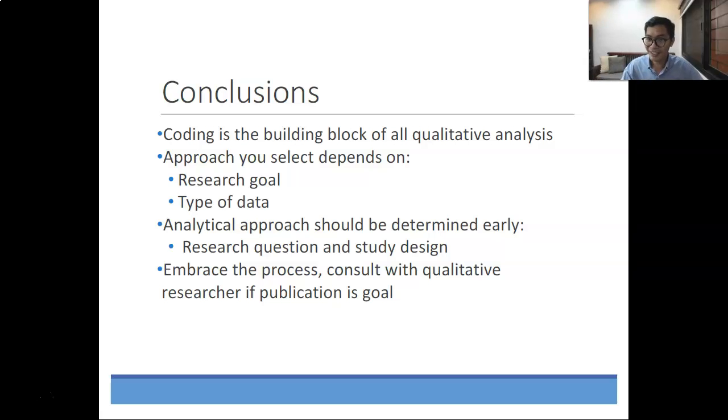And if you think your research question is somehow still not fixed, or you wanted to refine, please do refinement still. That's fine also. And then you embrace the process, and you also consult with a qualitative researcher if you want to get published later on. So all these things, please do take note of them and enjoy applying qualitative data analysis.